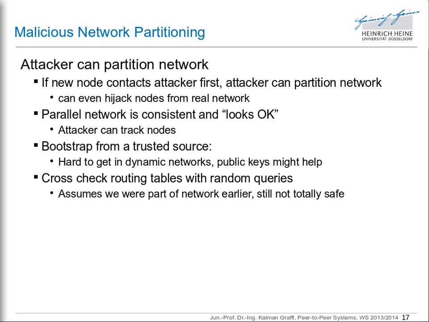Okay, how can we solve this? What is the solution for this? We could use Bootstrap from a trusted source, for example, but this is quite hard because it's hard to get in a dynamic network. But public keys might help here. Another solution is to cross-check routing tables with random queries. Yes, so this assumes we were part of the network earlier, but still totally safe.